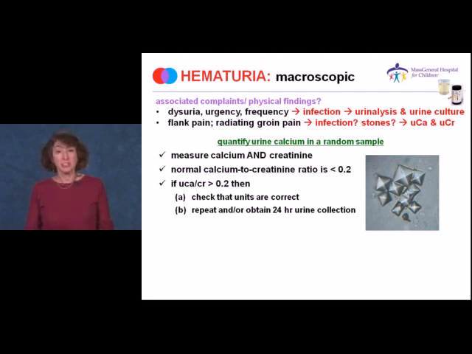And to quantify urine calcium in a random sample, it's a screening test. You measure your calcium and your creatinine, and the normal calcium to creatinine ratio is less than 0.2 when they're measured in the same units. So it would be calcium in milligrams per deciliter and creatinine in milligrams per deciliter. If the ratio is greater than 2, then double check your units, because different labs will give you different values, and you can't assume that one carries over to the other. And if it's elevated, you may want to repeat it once or twice, or obtain a 24-hour urine collection for a more accurate quantification of calcium excretion.